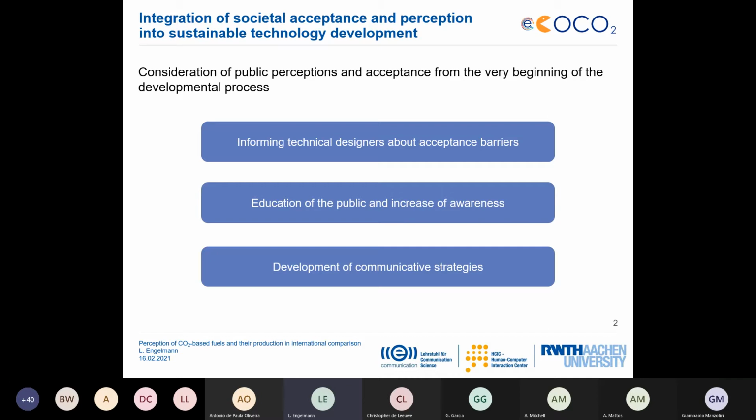For example, perceptions of customers or other stakeholders can be used to inform technical designers in early phases about acceptance barriers, and where this is possible, degrees of freedom of a technology can then be used once they are identified in the early phases of development. Secondly, first efforts to educate the public and to raise awareness can be made. And lastly, information and communication strategies can be specifically adapted to customer needs throughout the development of technology so that they are already existing once the product is ready for rollout.